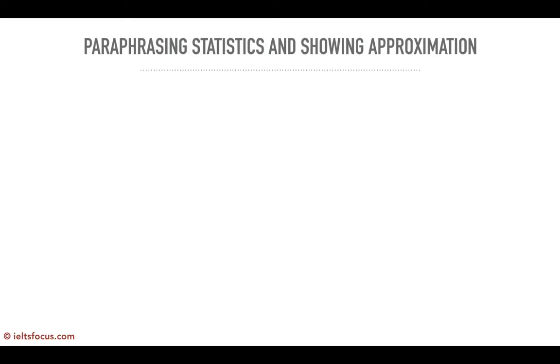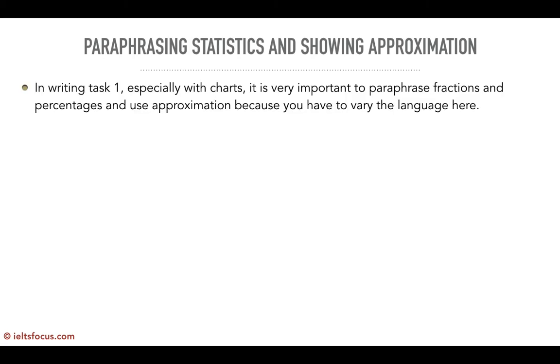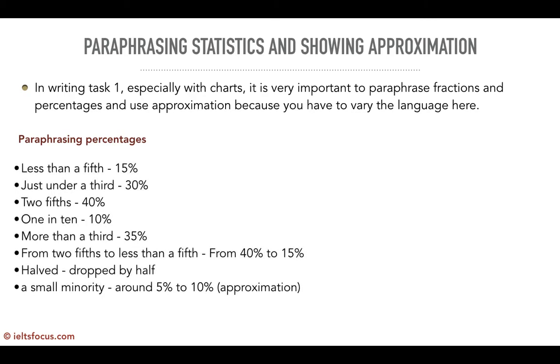So now we get on to paraphrasing statistics and showing approximation. In writing task 1, especially with the charts, it's very important to be able to paraphrase fractions and percentages and approximate because you're varying your language. So for example, if we're paraphrasing percentages, so 15% would be less than a fifth, 30% is under a third, 2/5, 40%, 1 in 10, etc. Small minority is about 5%. This is an approximation. So this is a really good way to paraphrase statistics in writing task 1.